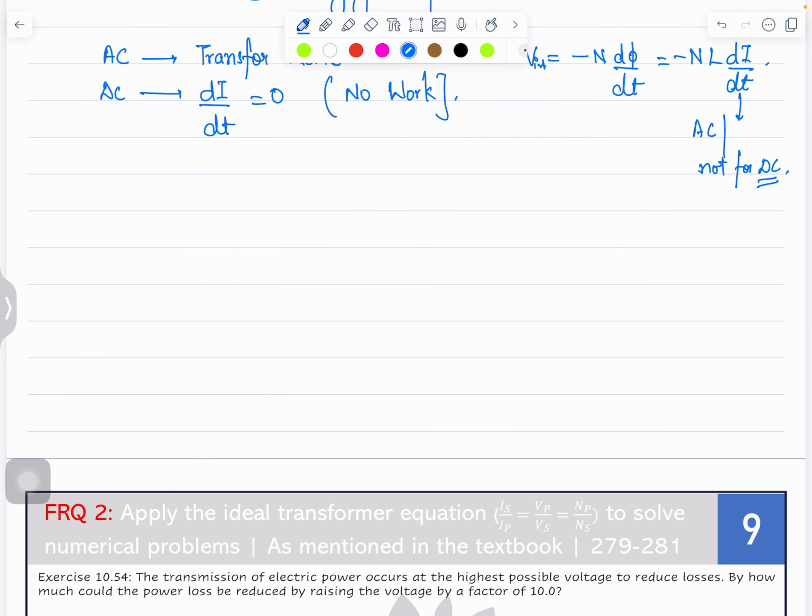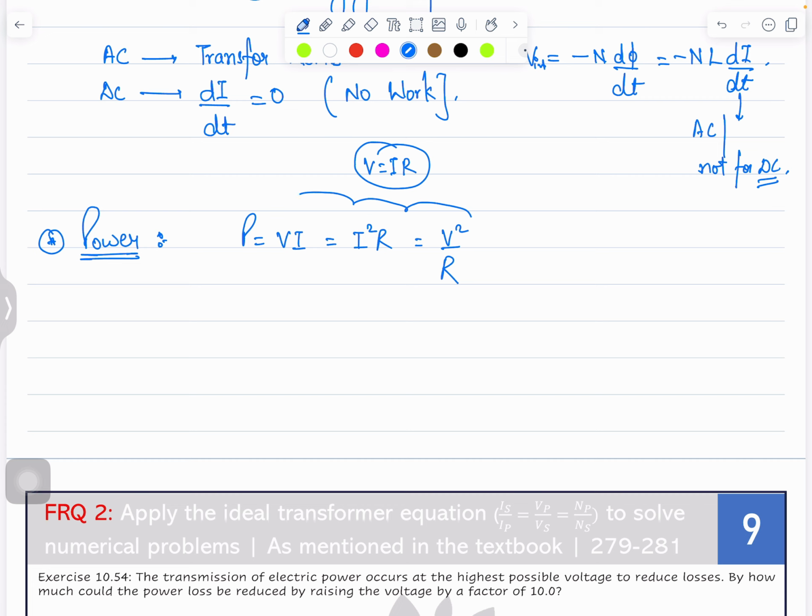Now the next point. We have the concept called power. This is a simple concept and only formula. So what is the concept of power? There are two things. One is normal power, which is equal to P. The first formula is VI. And if you solve the V, as we know, V is equal to IR, so it will become I square R, or you can say V square over R. These are the basic formulas, or you can say the equations which we are going to use.